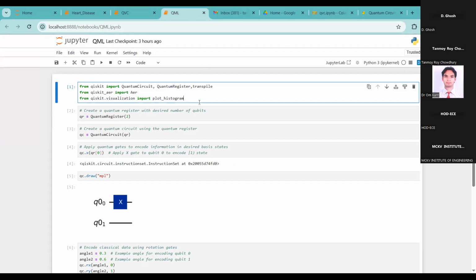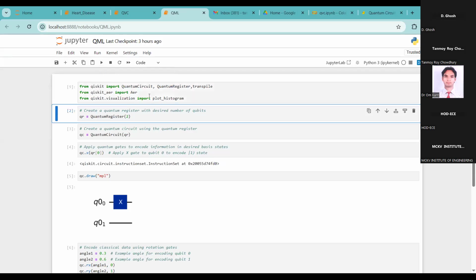Okay, fine. I'm going to work with two libraries that can be easily installed on your system. Both are for working in quantum machine learning. One is called Qiskit and the other is called PennyLane. I'm going to show you this data encoding part in Qiskit first. See, these are the libraries that I want to import.